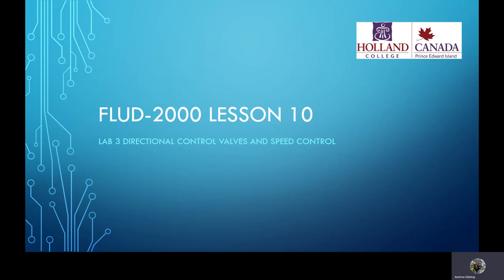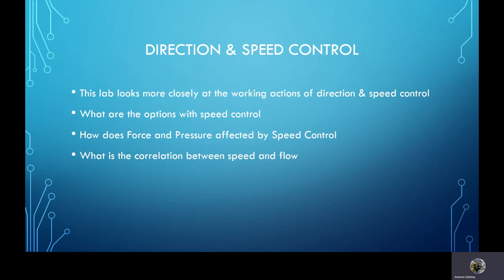This is lesson 10, and this is the lab preparation for the demonstration on lab 3, which deals with directional control valves and also speed control. What we're going to look at in this lab is the working actions of direction and speed control. What are the options with speed control? How are force and pressure affected by speed control? Apologize for my bad English. And what is the correlation between speed and flow? Those are the things we're going to look at.